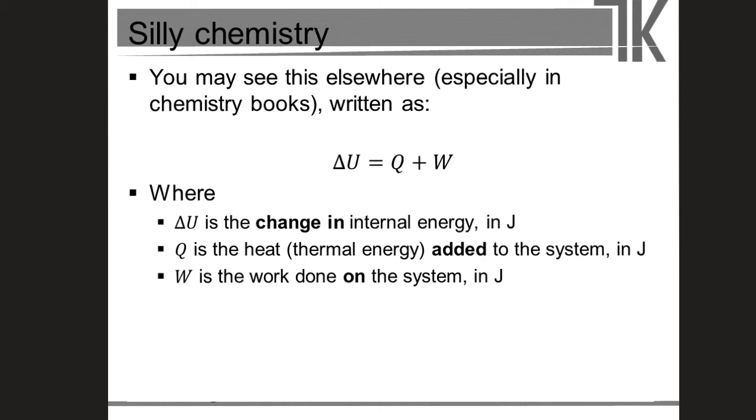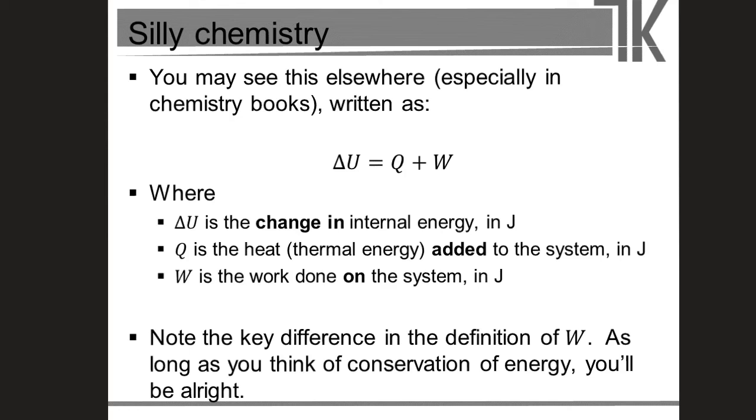The physics definition is that W is the work done by the system, and the chemistry definition is the work done on the system. And this gives rise to the negative sign that disappears, so to speak, when you use the chemistry definition. So the only difference is the definition in W. As long as you think of conservation of energy, you'll be all right.